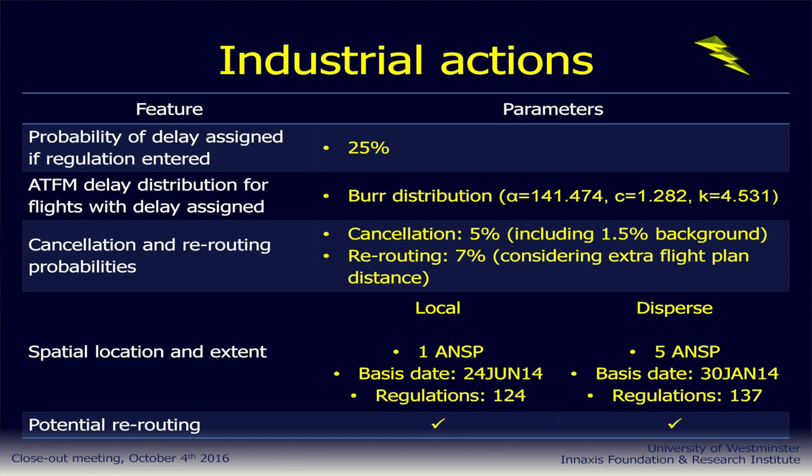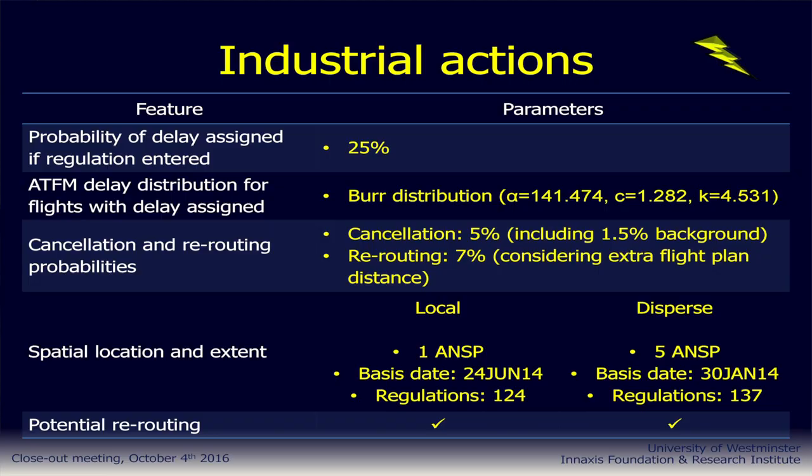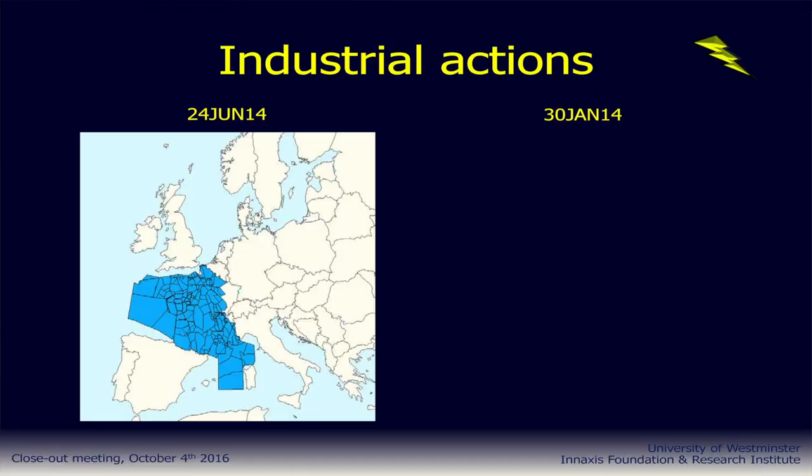And of course, with industrial actions, it's very important to model cancellations and reroutings because they represent quite a lot of disruption in the system when we have this type of disturbance. It's possible to do rerouting around the regulation. This is the one we selected for the local, and as you can see, it's localized in France, but the rest of Europe is all right.